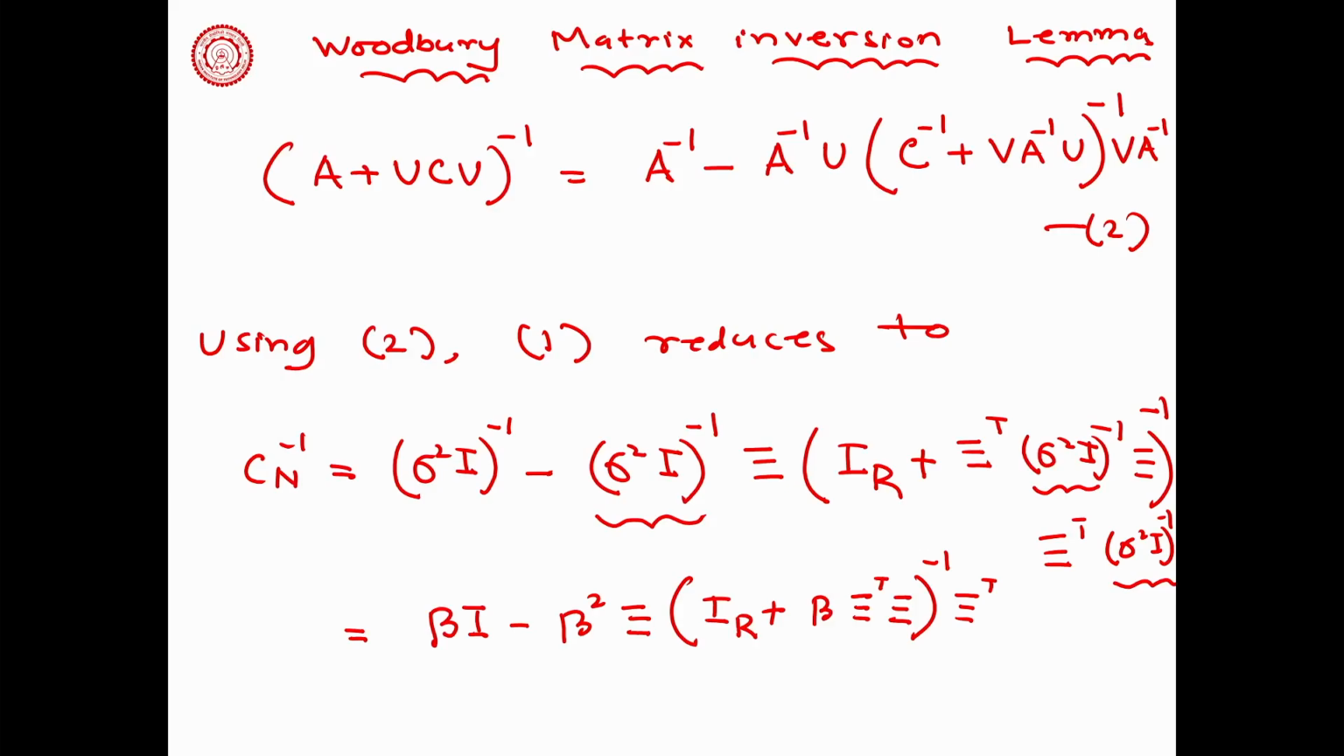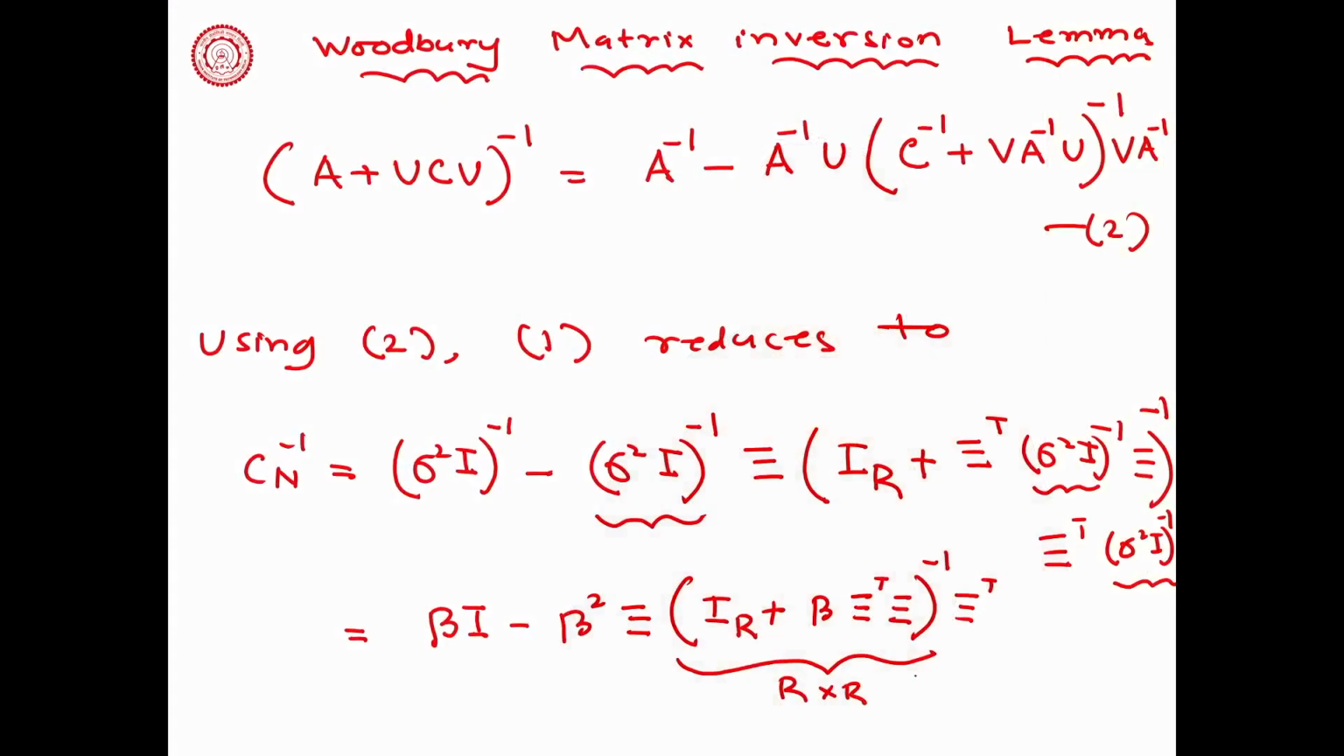Okay. So, now what are the matrices you are inverting? There is only one matrix you are inverting, right. And what is the dimension of that matrix? R cross R. So, I have reduced n cross n to R cross R, that is why it is known as low rank approximation. Okay. So, this whole thing is R cross R, clear.